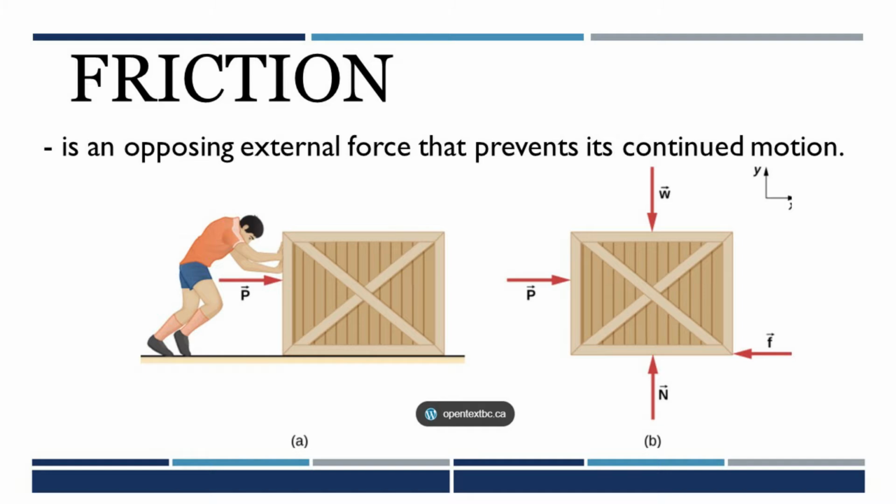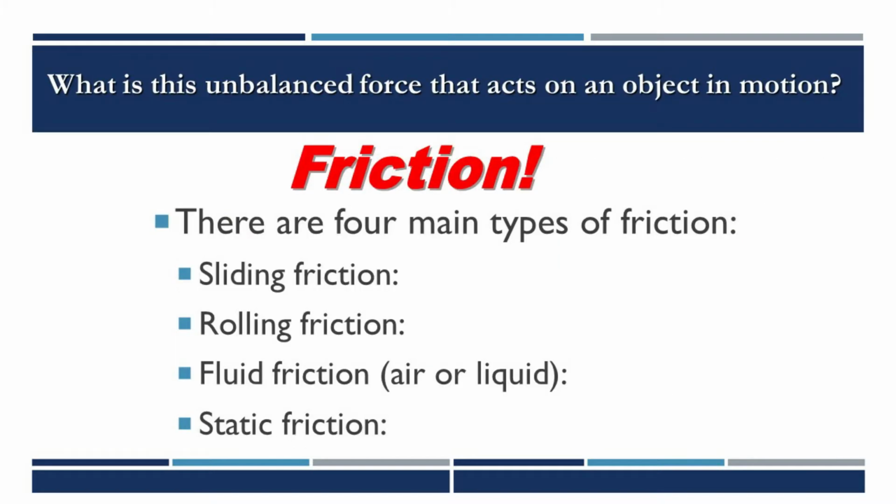All objects tend to resist changes in motion. This means they all have inertia. Friction is an unbalanced force that acts on an object in motion.